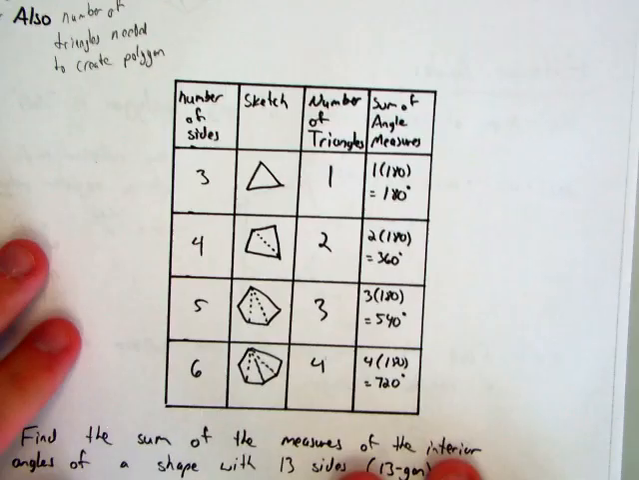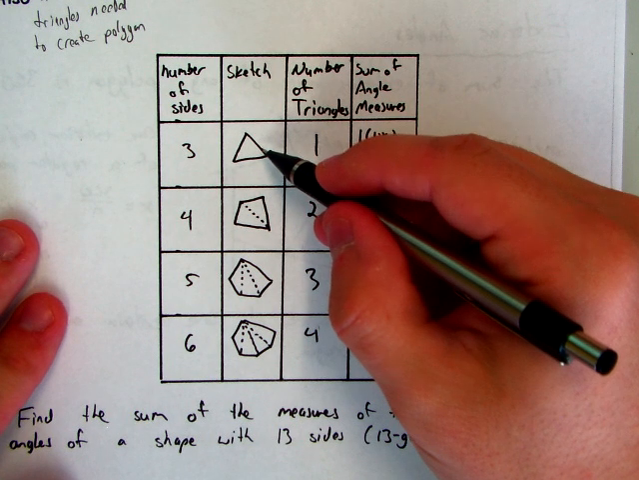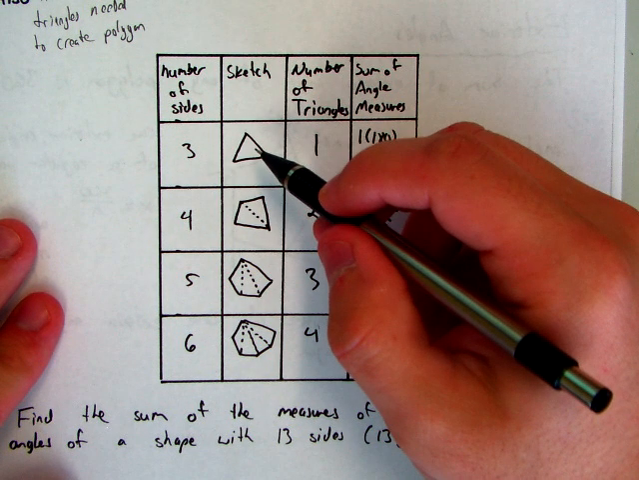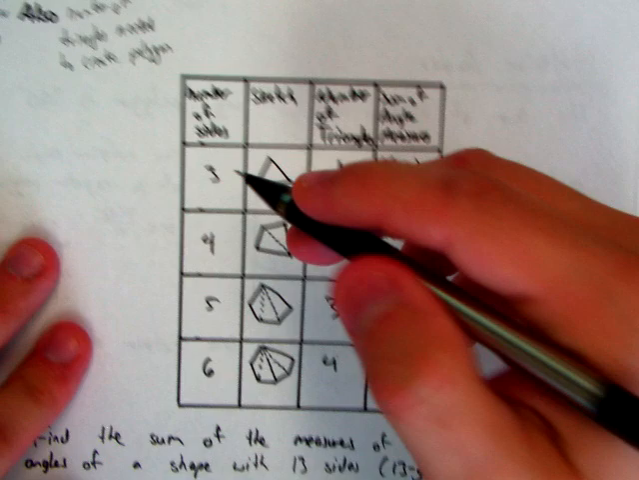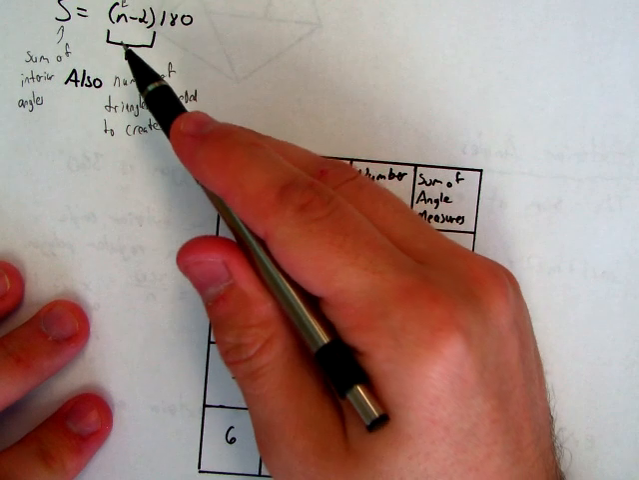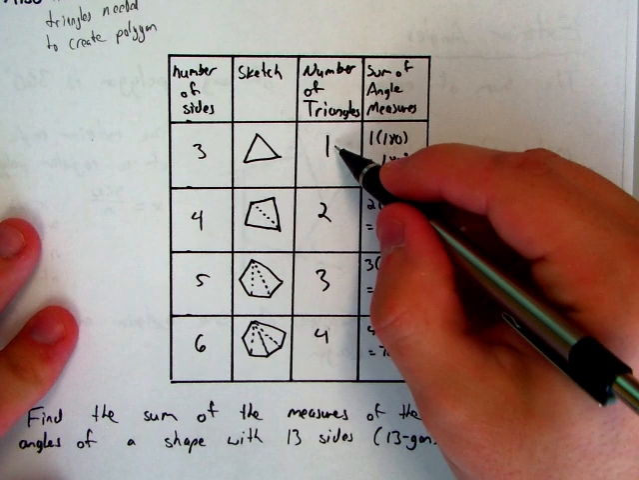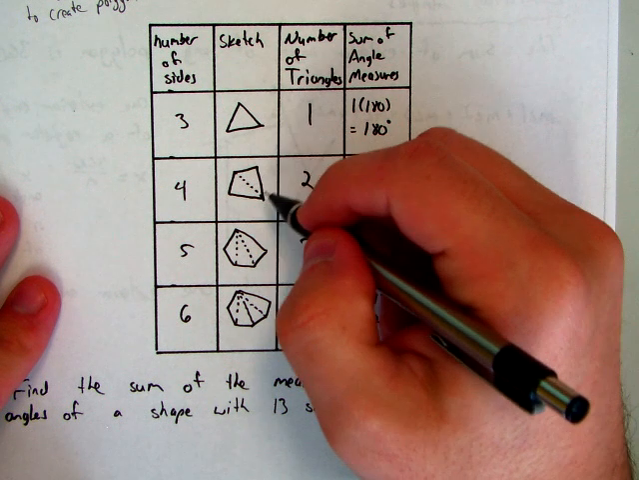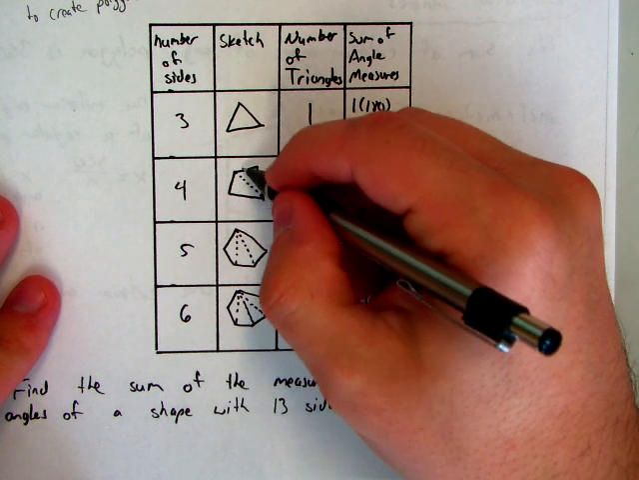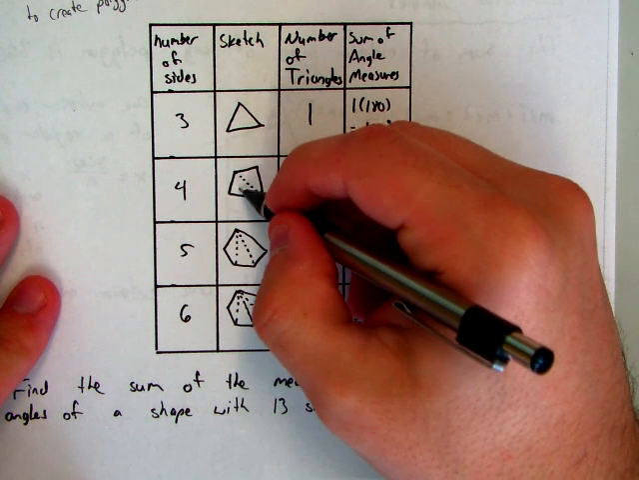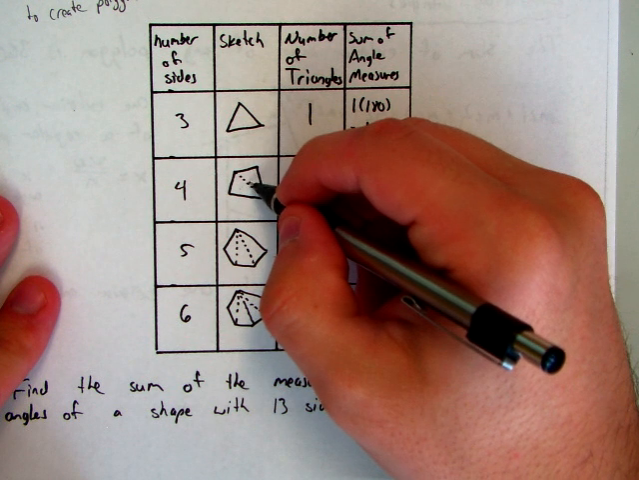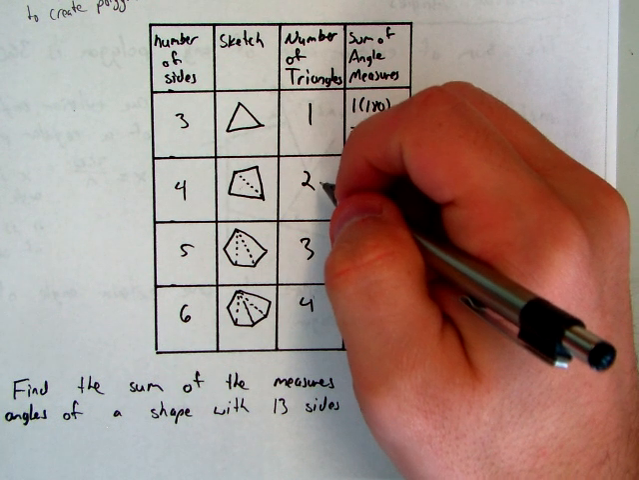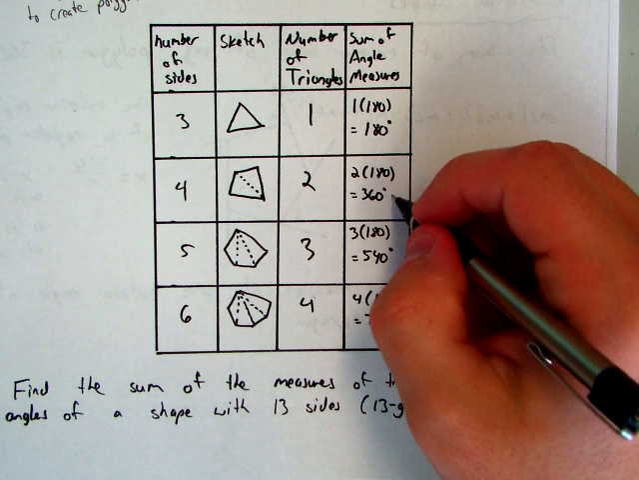So, for example here, this is a triangle. There are 3 sides, and it takes 1 triangle to make that triangle. 3 would be n in this case. 3 minus 2 is 1. On a quadrilateral, this is not a square, but on a quadrilateral, there's 4 sides, and it takes 2 triangles to make that. So 4 minus 2 is 2. And then times 180 to get 360.